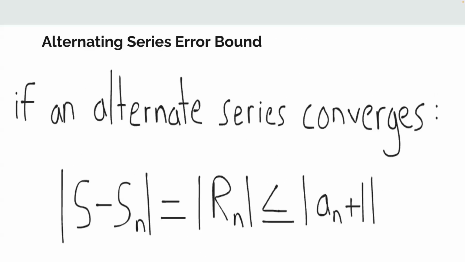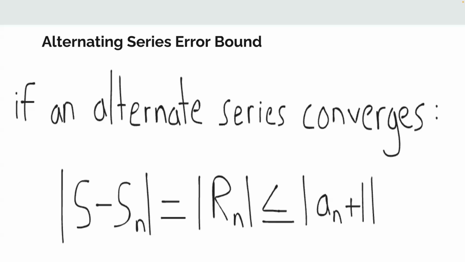Okay, alternating series error bound. So we went over an alternating series not too long ago. If an alternating series converges, then the error bound, S minus S of n, is equal to R of n, and that's always going to be less than or equal to the next term of the series.